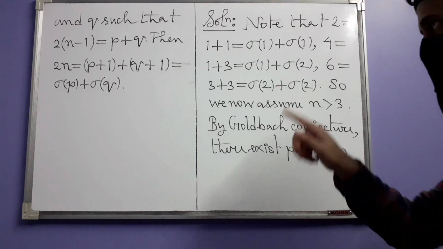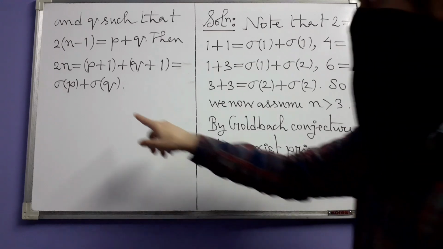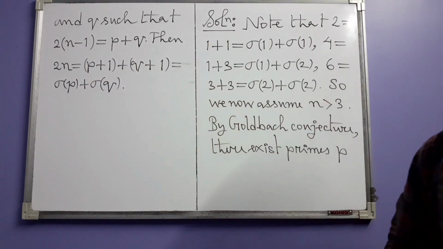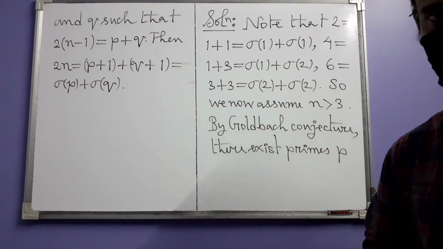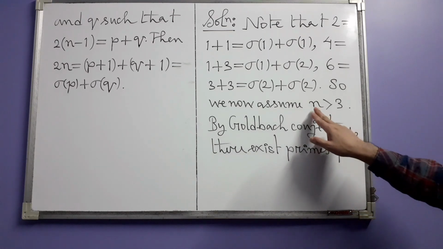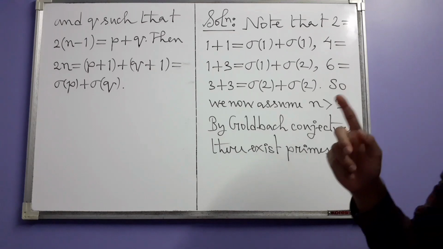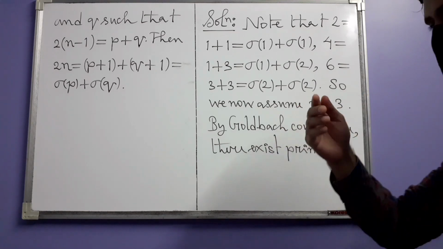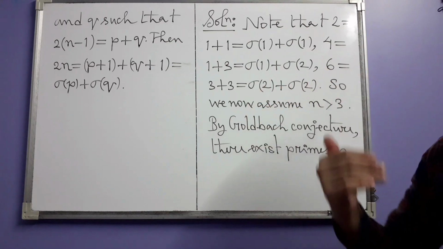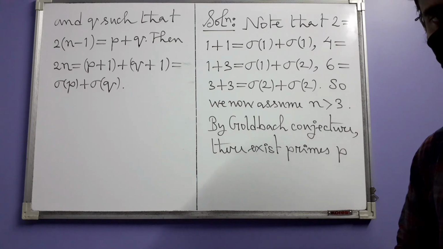And how have we used it here? There would exist primes p and q for which 2 times (n minus 1) equals p plus q. Is 2 times (n minus 1) an even integer? Yes, it is. Is it greater than 4? Let's see. n is greater than 3, so n minus 1 is greater than 2. Now if you multiply both sides by 2, you get 2 times (n minus 1) greater than 4. Yes, it is. So that's why we are able to apply Goldbach's conjecture here, in that form of the conjecture.